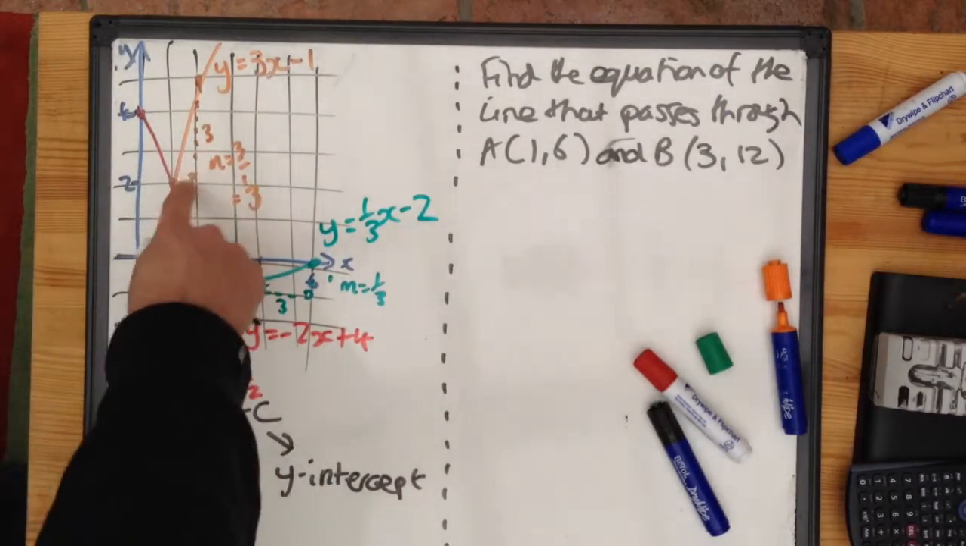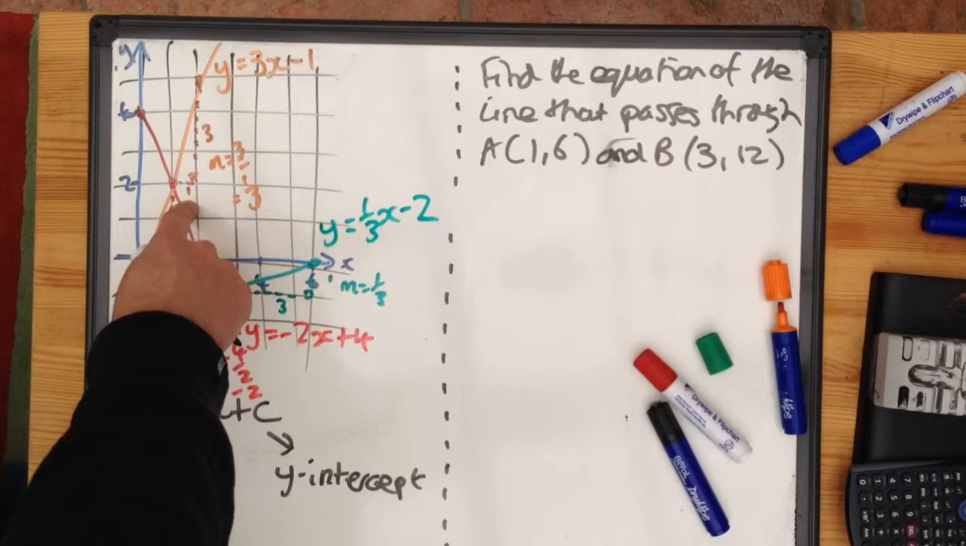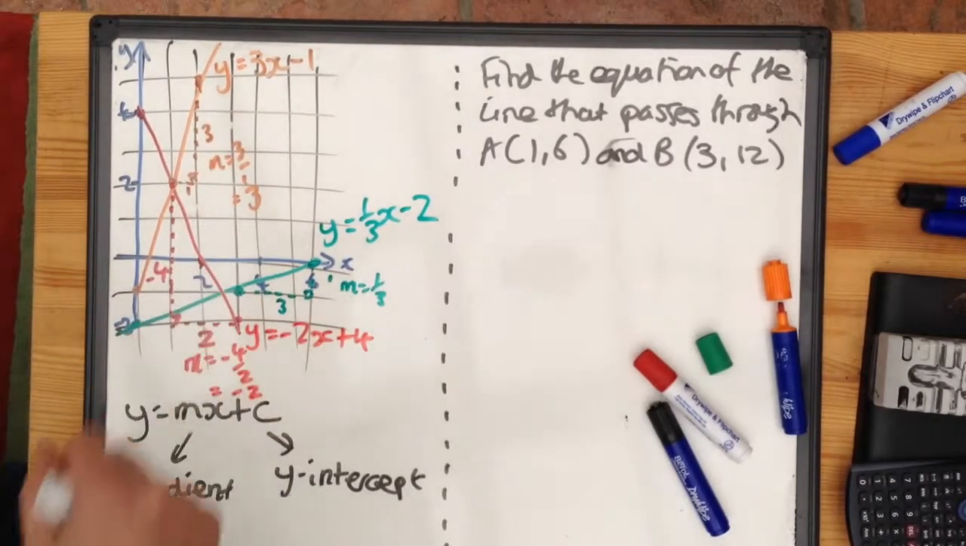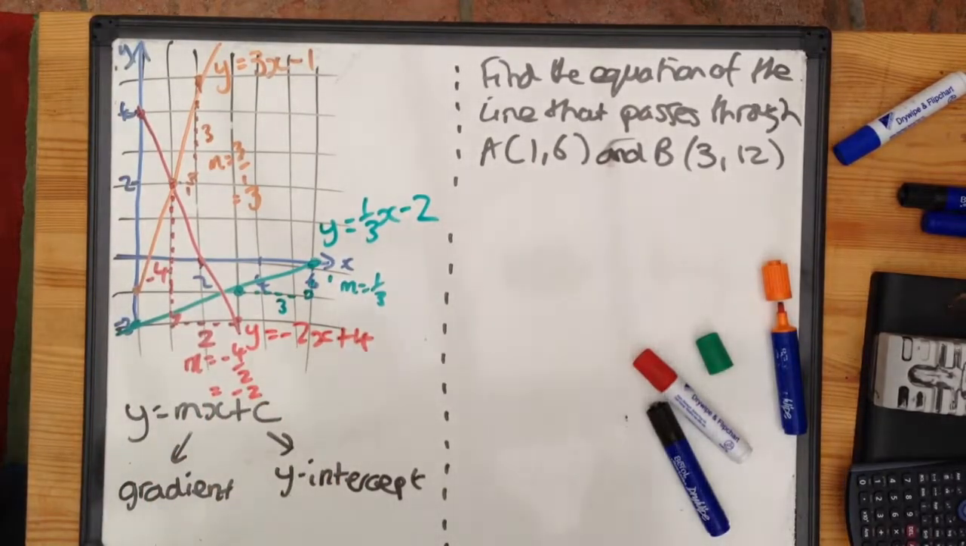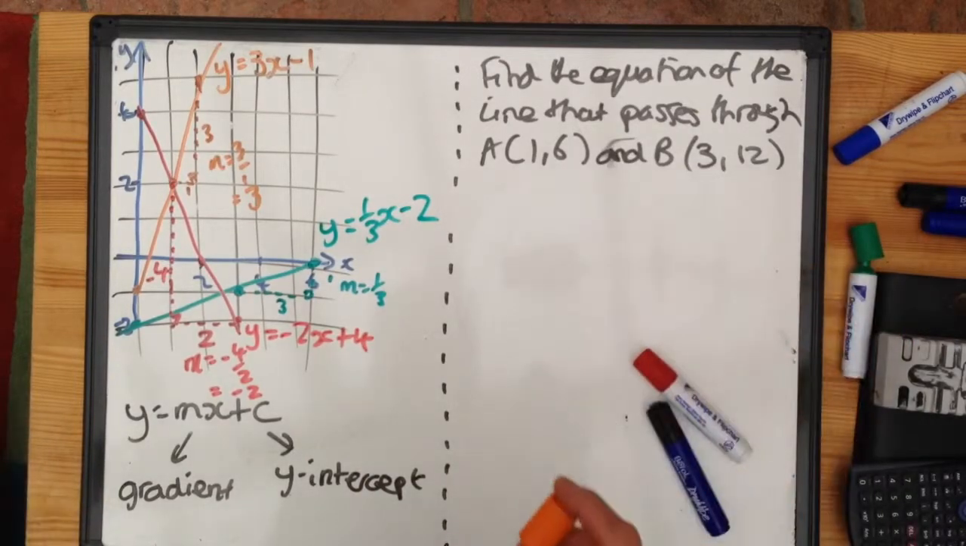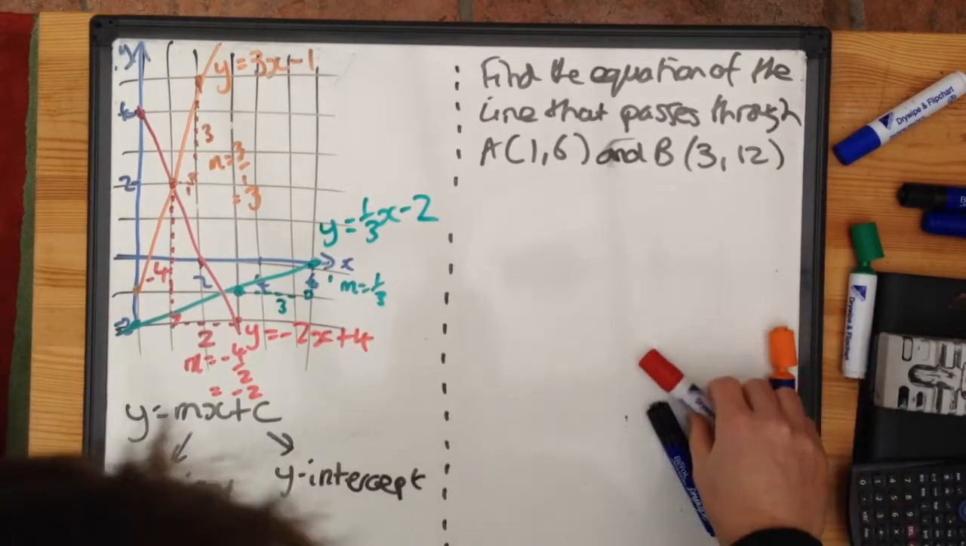Draw yourself a little right angled triangle, vertical divided by horizontal, or rise divided by run, to get the gradient. If the line is going down, it's a negative gradient. Over here on the second question, this is more difficult because they haven't drawn a grid for us, but if in doubt, sketch it out.